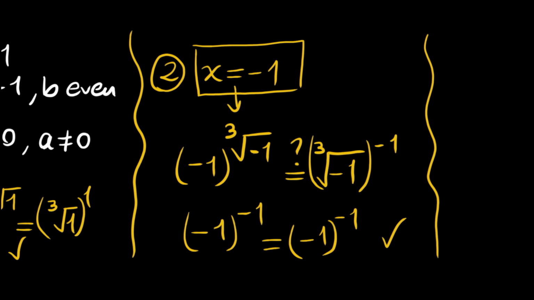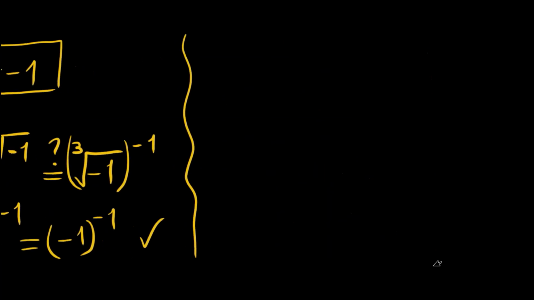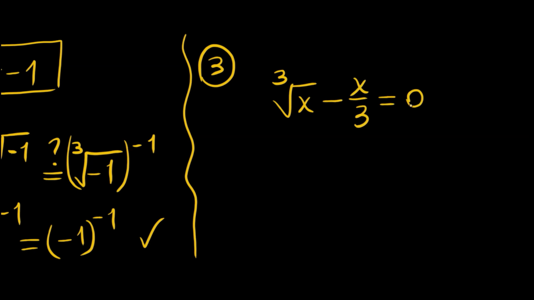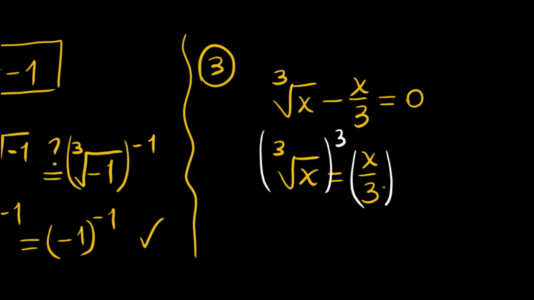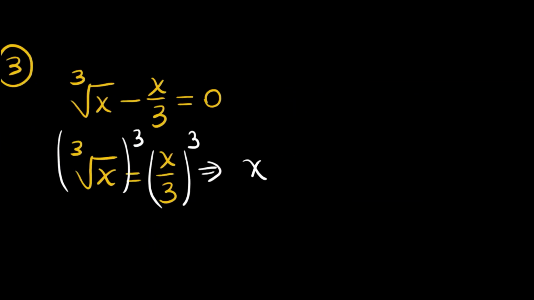And the last one is the 0 exponent. We have x to the power of the cube root of x minus x over 3, and we will equal this exponent to 0. So if we write this as the cube root of x is equal to x over 3, then cubing both sides, we will have x is equal to x cubed divided by 3 cubed, which is 27.